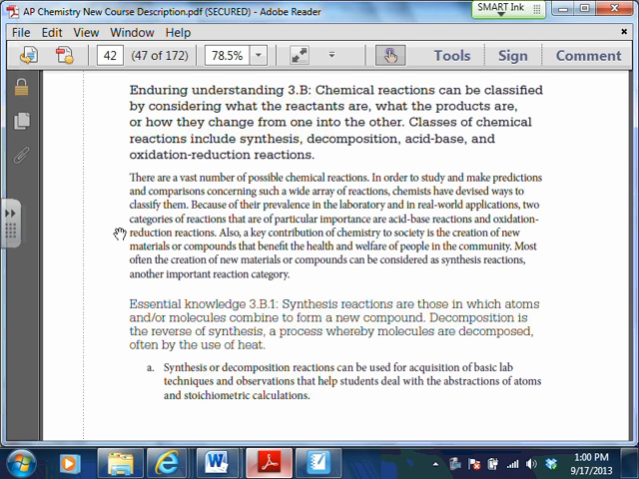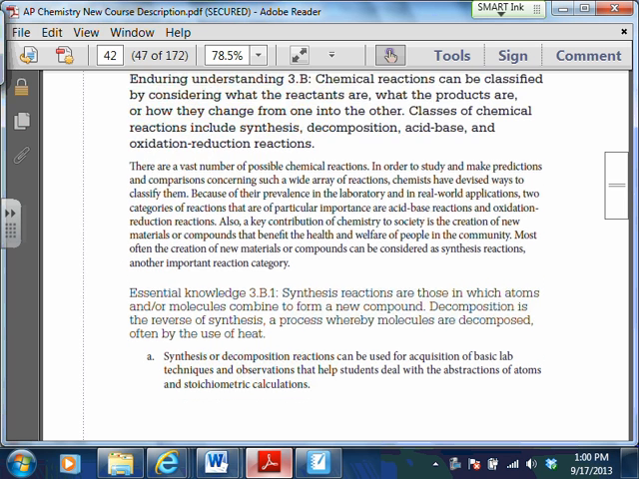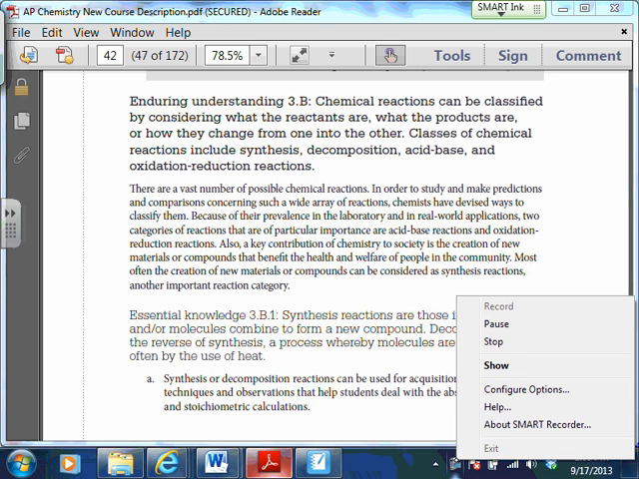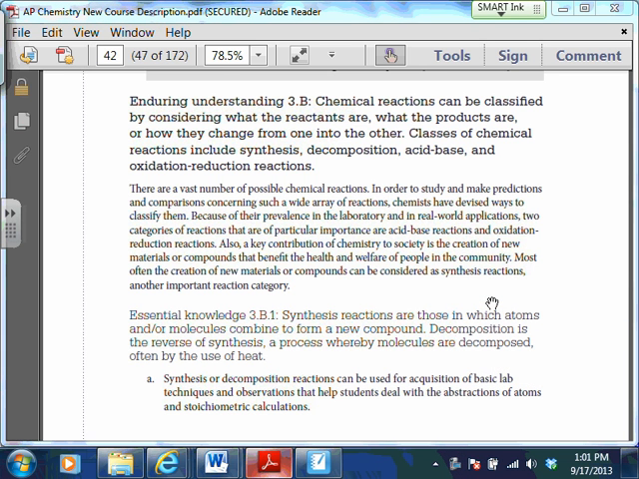Anyway, so Enduring Understanding 3B is what number 15 sort of directs you to. I want you to pay attention to Enduring Understanding 3B, because I think maybe now that we have talked about this a little bit, you can understand why, when they include classes of chemical reactions, notice what's not there.